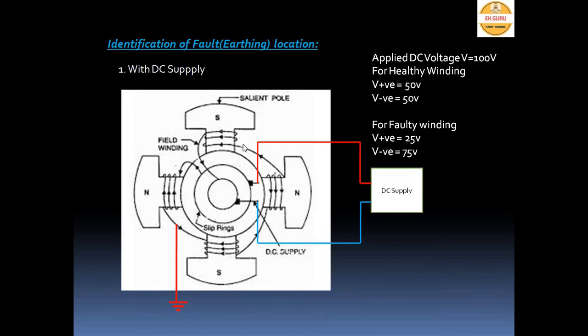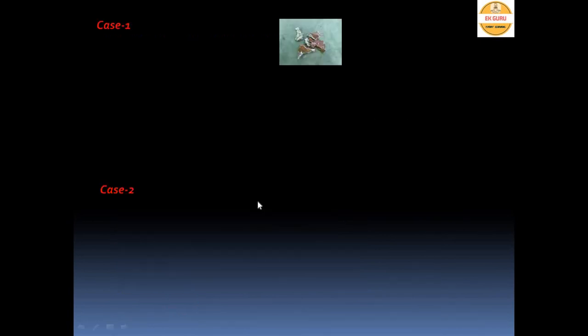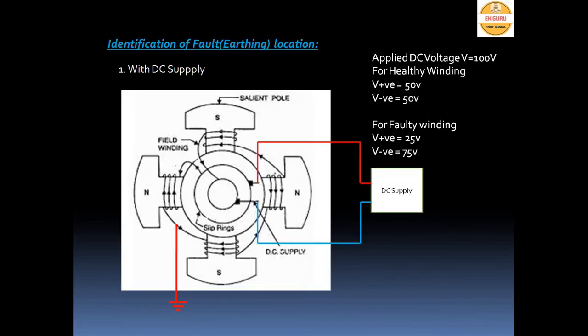For faulty winding, here one pole is included on one side, and there are 3 poles for the other part of the winding. For the negative terminal there are 3 poles, so 75 volts will appear at this point. For the positive terminal there will be 25 volts only, because only one pole is included, that is 25% of the winding.